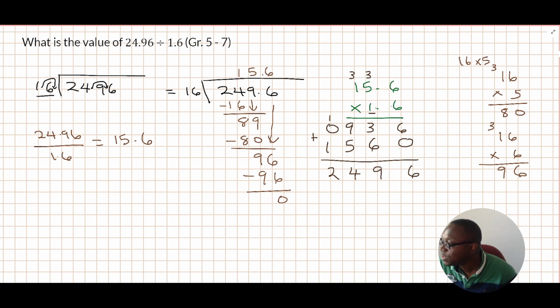Now with multiplication, so we have one number after the decimal here, one after the decimal. We're going to count how many numbers all together after the decimal. We have 2 numbers after the decimal, so we're going to go 1, 2.